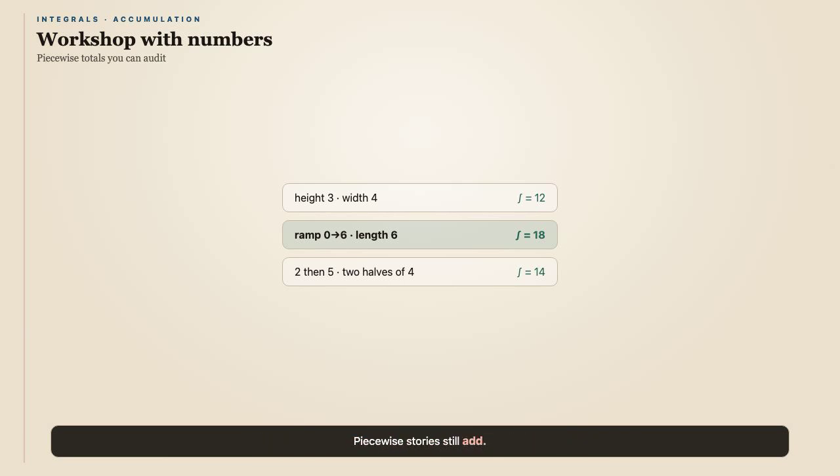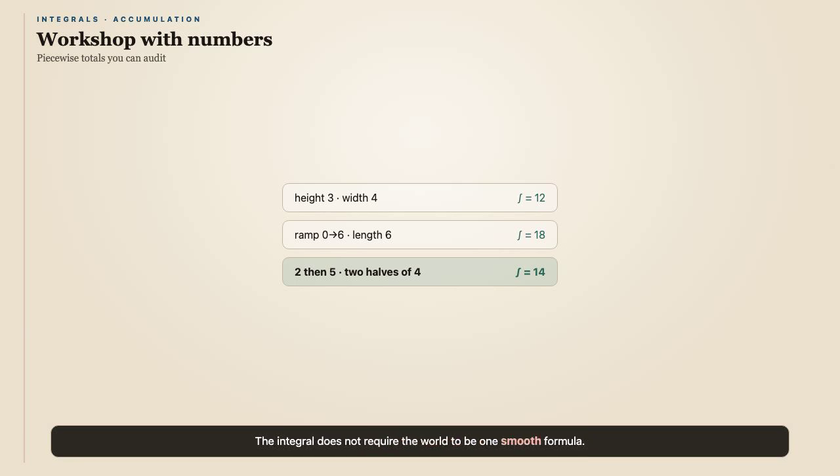Piecewise stories still add. The integral does not require the world to be one smooth formula. It requires that you can add the pieces you can describe. Try one more by hand in your head.